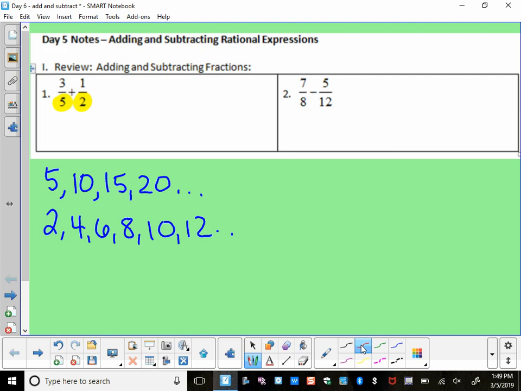Alright, do we see that I already have a match? What's my least common denominator? What's in common for both lines here? 10. The 10. Okay, so that is going to be my least common denominator.